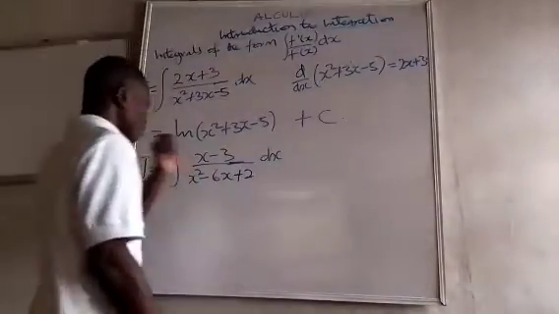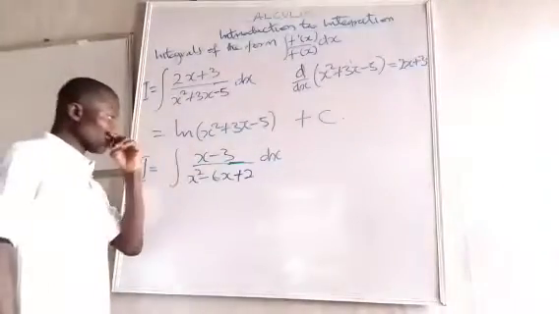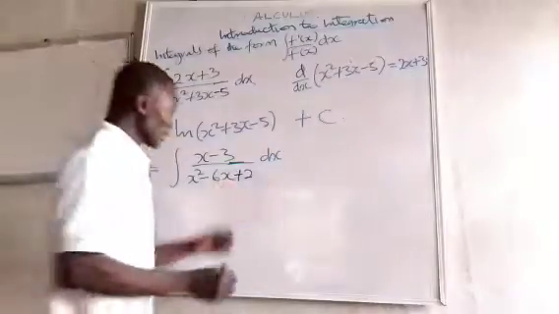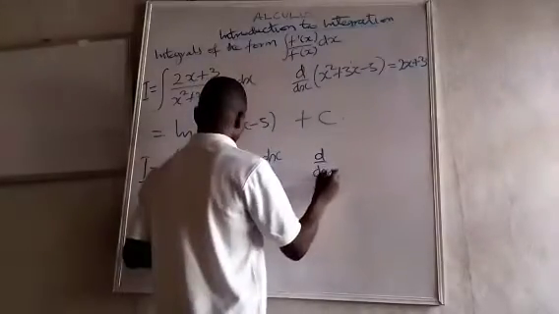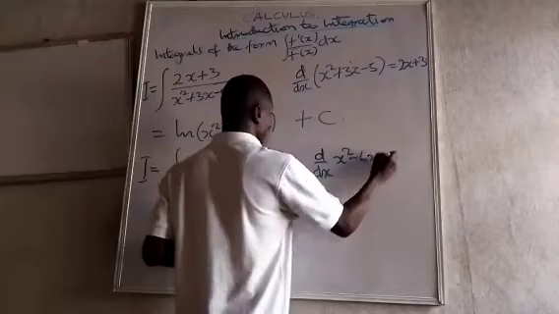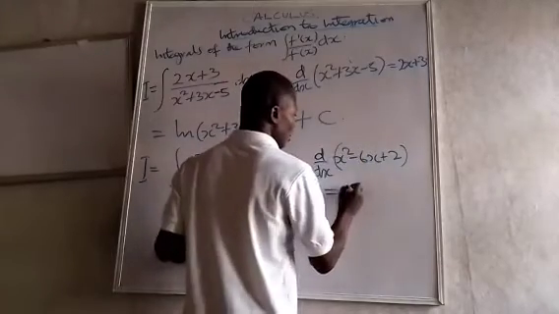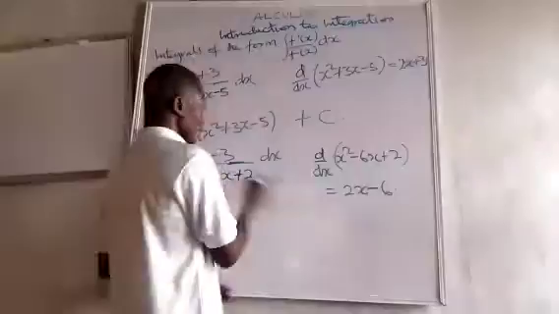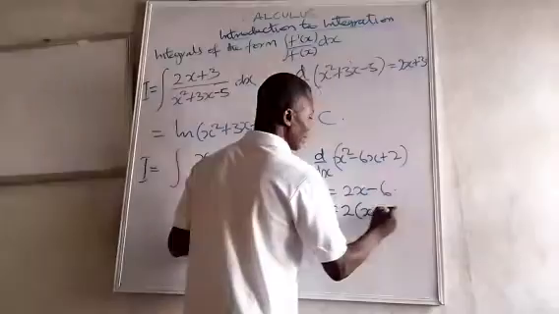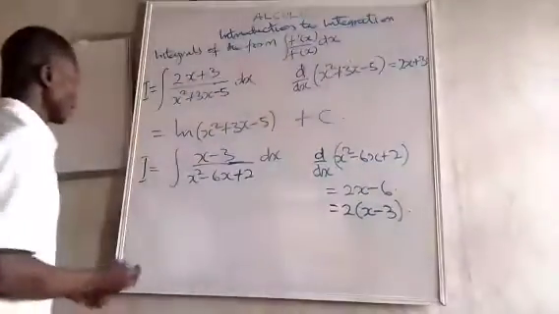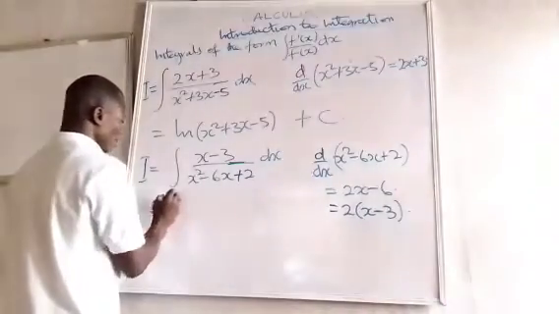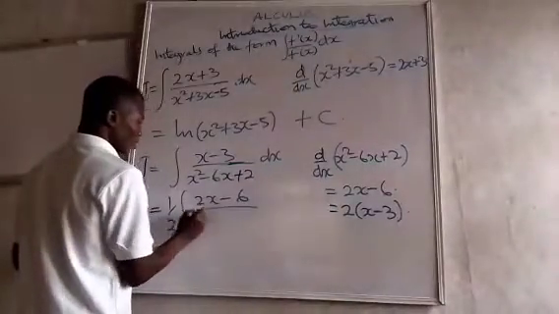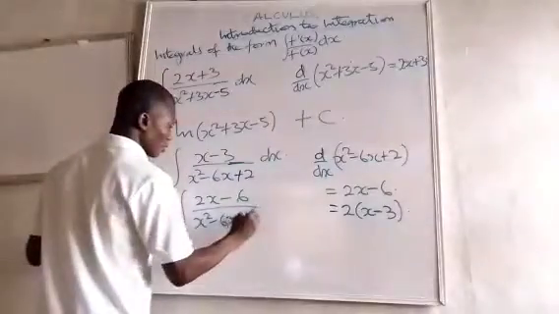Now, look at this one. We have to integrate x minus 3 over x squared minus 6x plus 2. Looking at this clearly, you will realize something. If we differentiate x squared minus 6x plus 2, our answer is going to be 2x minus 6, and looking at the expression above, this is 2 times x minus 3. Simple. So we will now make it like this: half into 2x minus 6 over x squared minus 6x plus 2.